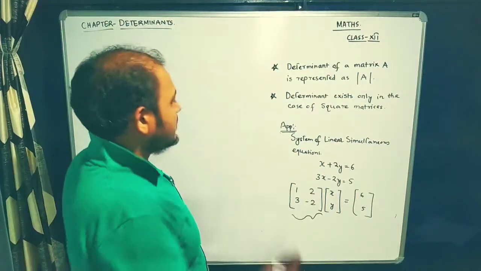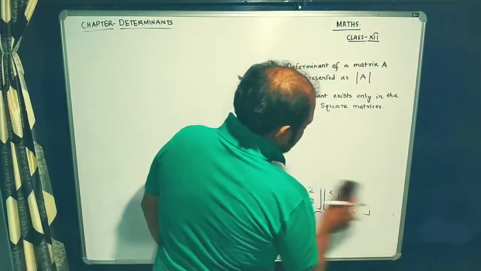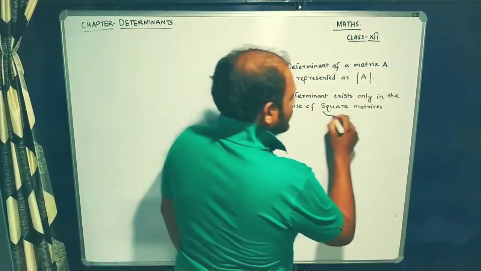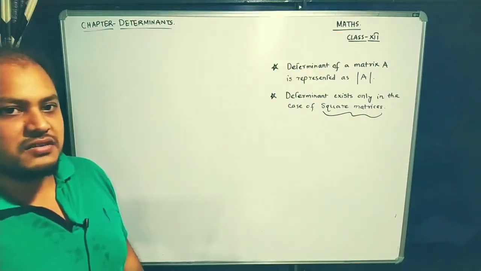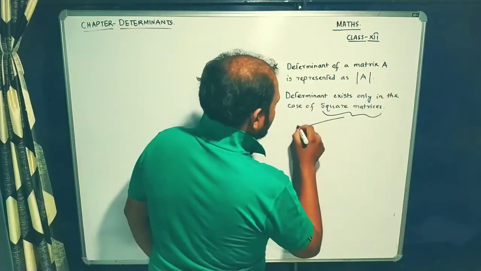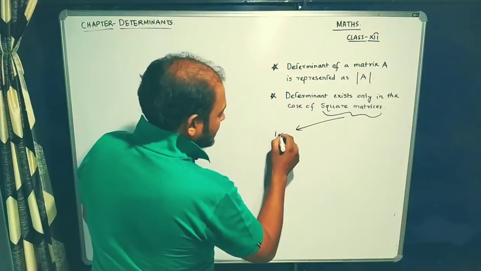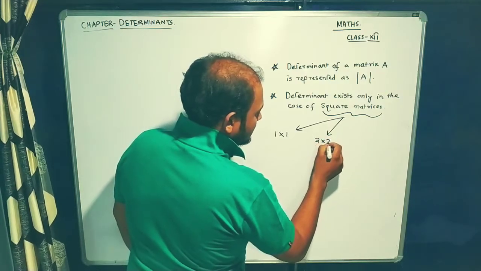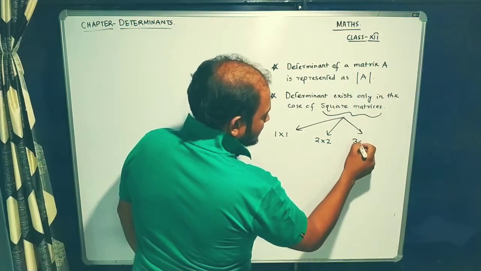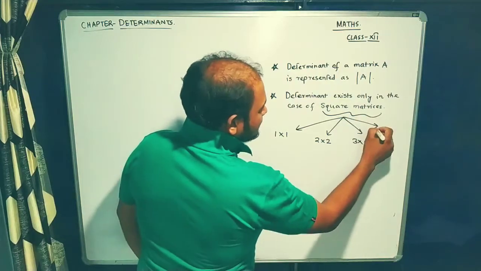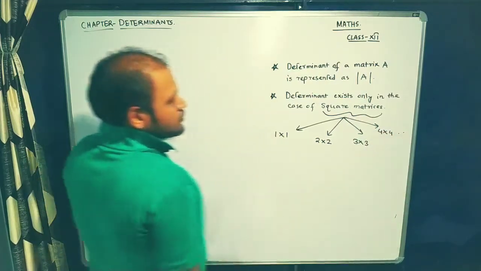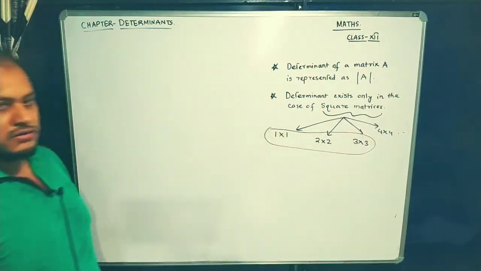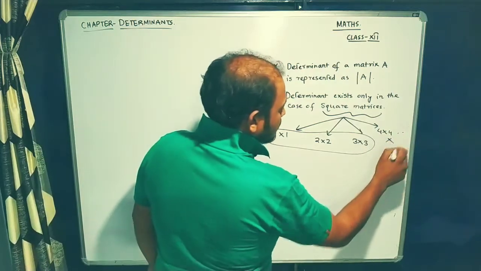Okay, so now let's study how to find determinant of any square matrix. From this point we are clear that determinant exists only in the case of square matrices. So how many types of square matrix can be possible? We have already studied square matrix. We can have a 1 by 1 square matrix, a 2 by 2 square matrix, a 3 by 3 square matrix, or a 4 by 4 square matrix, and so on. The syllabus has included up to order 3 square matrix. So this is outside of your syllabus. We will not study it.